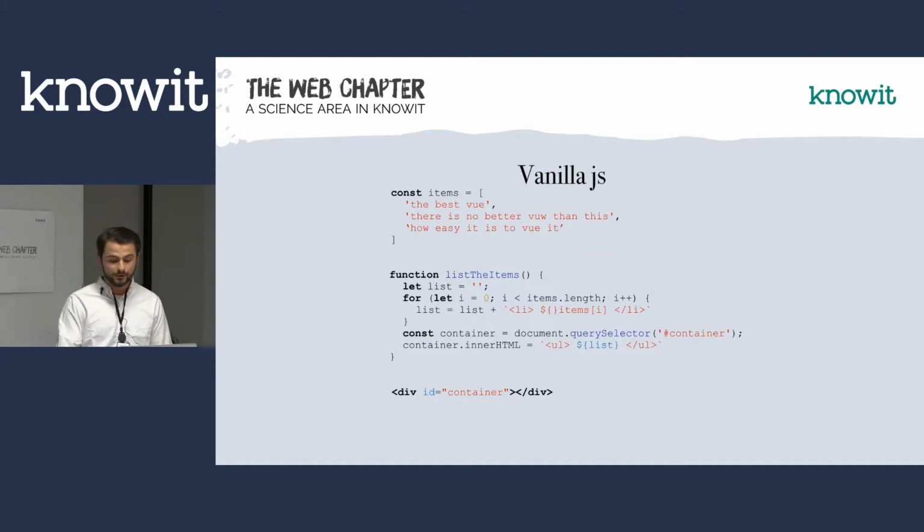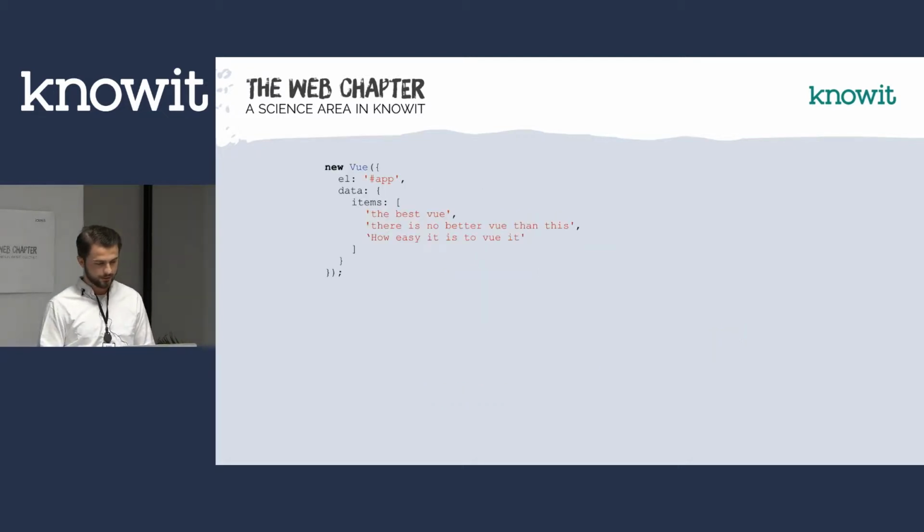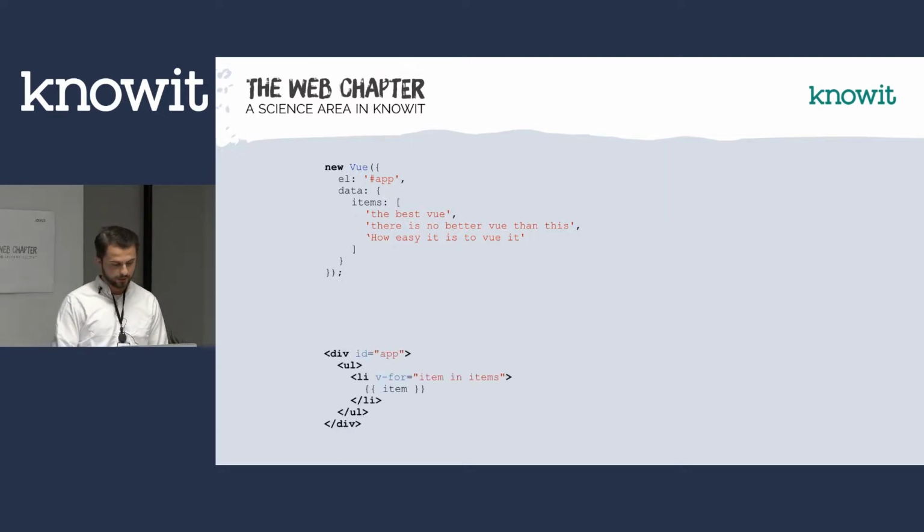But with Vue.js, it's easier. So you have the instance where the element is app and the data with items. And then in the HTML code, you have like 6 rows of code where you have a UL and the li with the v-for, which is a directive, which I'm going to talk about in a little bit, where you just say item in items, and then it makes everything for you. This is taken from AngularJS, which everyone liked really well.